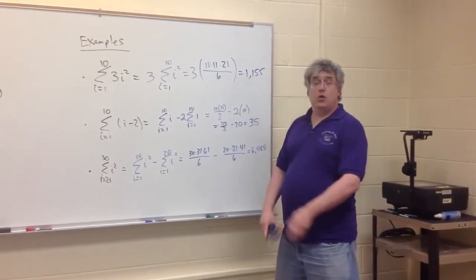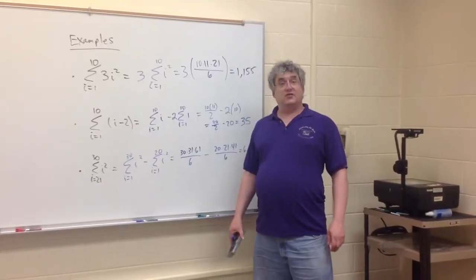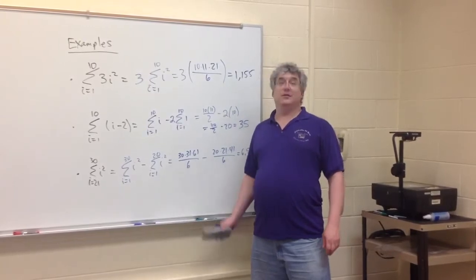What does that mean? Well, that's an interesting question. It means that when we add up 21 squared, 22 squared, and so forth, we should get that number.